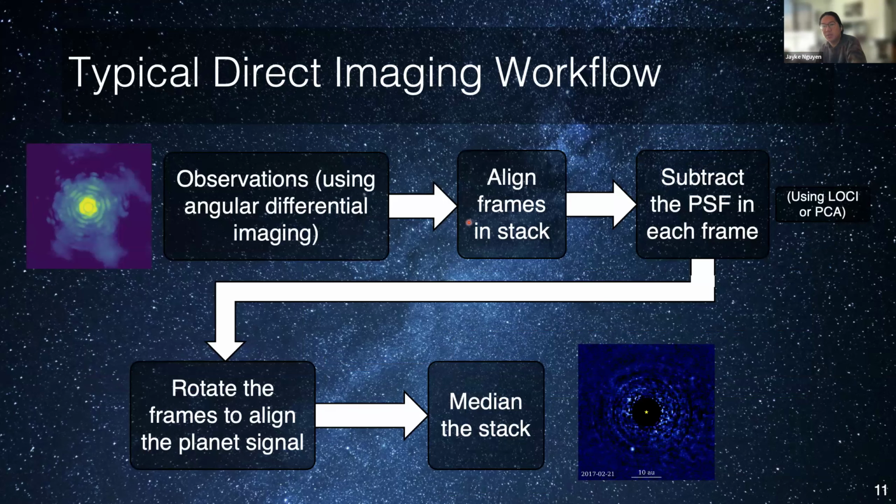And so in a typical direct imaging workflow, this is not in the thermal infrared, but just a general direct imaging workflow, you start with your observations and use angular differential imaging, which I'll explain in a second. You take your observations, you align them in a stack, and then you subtract the PSF in each frame using LOCI or PCA or whatever your favorite algorithm is. Then you rotate the frames to align the planet signal, and then you median the stack. And then eventually you get these nice images of your planet with the star subtracted.